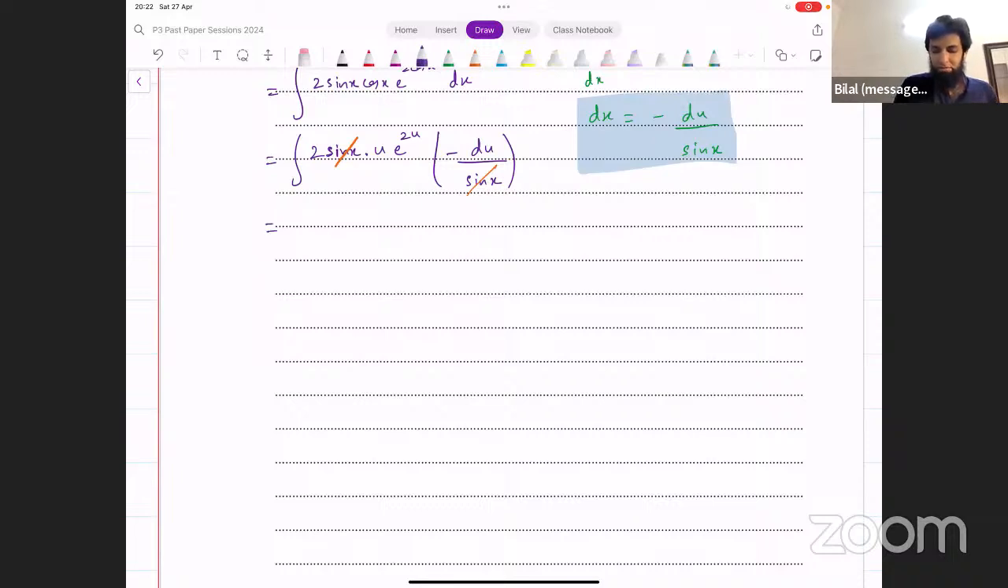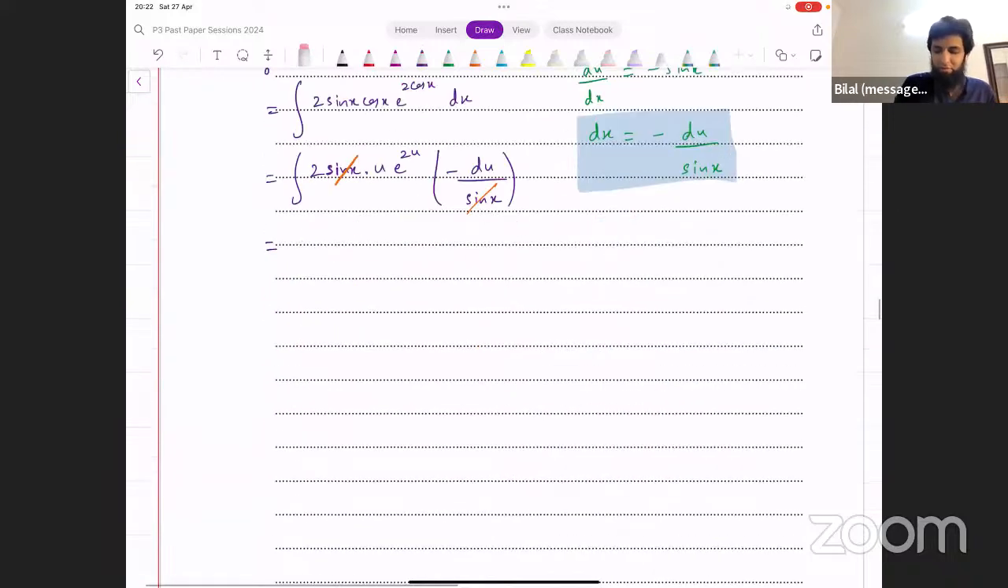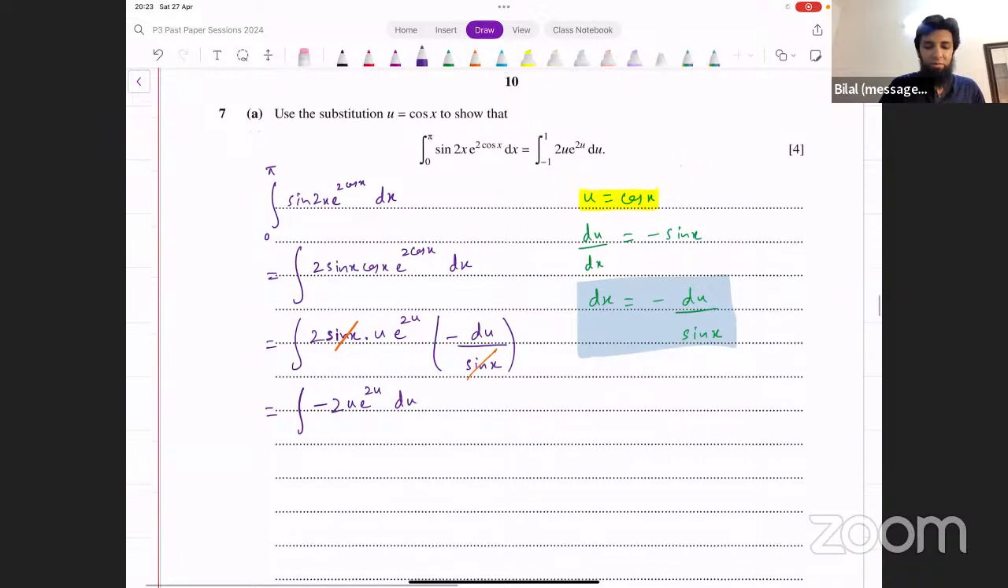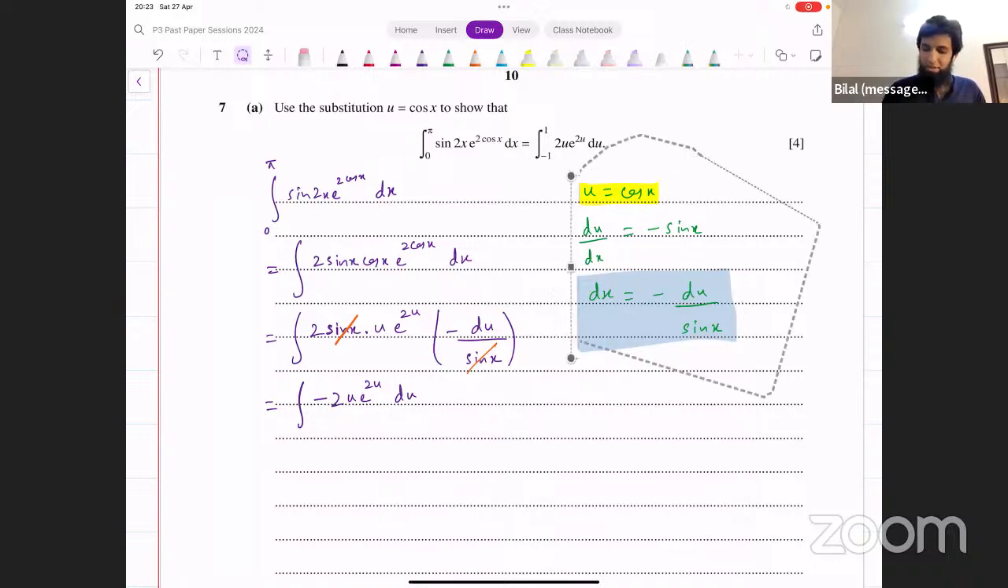And what are we left with? We've got this 2 here, and we've got this negative. If you want, you can write them outside to simplify things. Minus 2, or what have they done? Okay, they've left it inside. Let's actually leave it inside. Because of that, minus 2u e raised to the power 2u du. All right, so we're done with the substitution part inside, but now we also need to change the limits. Limits for x were from 0 to pi. Let's find the limits for u. Let's see what they turn out to be.